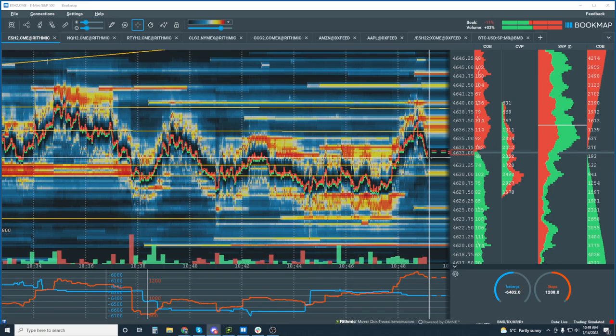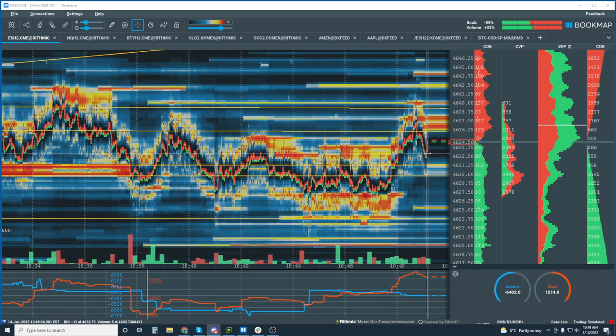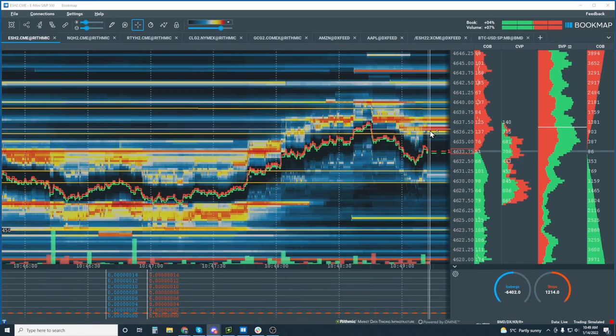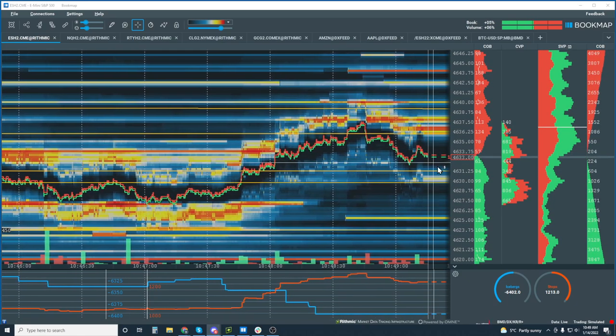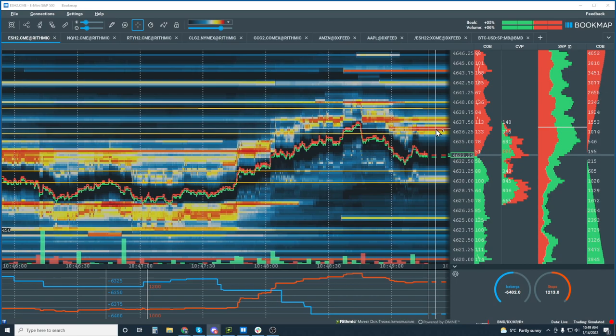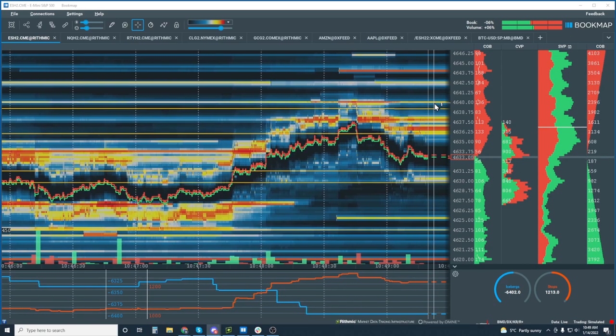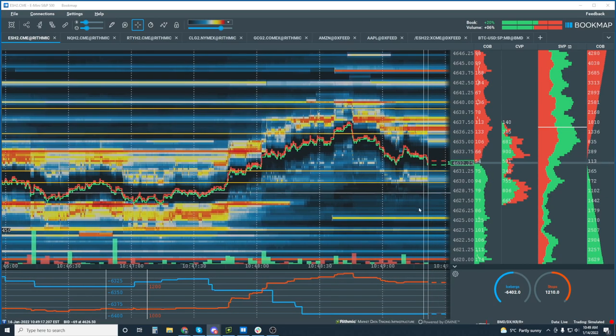Okay, now an initial pullback here. And I'm looking again here. Let's see. I'm looking for more buyers to support it at a higher level. And I want to see a move back up, see if we can get back to 40 here.